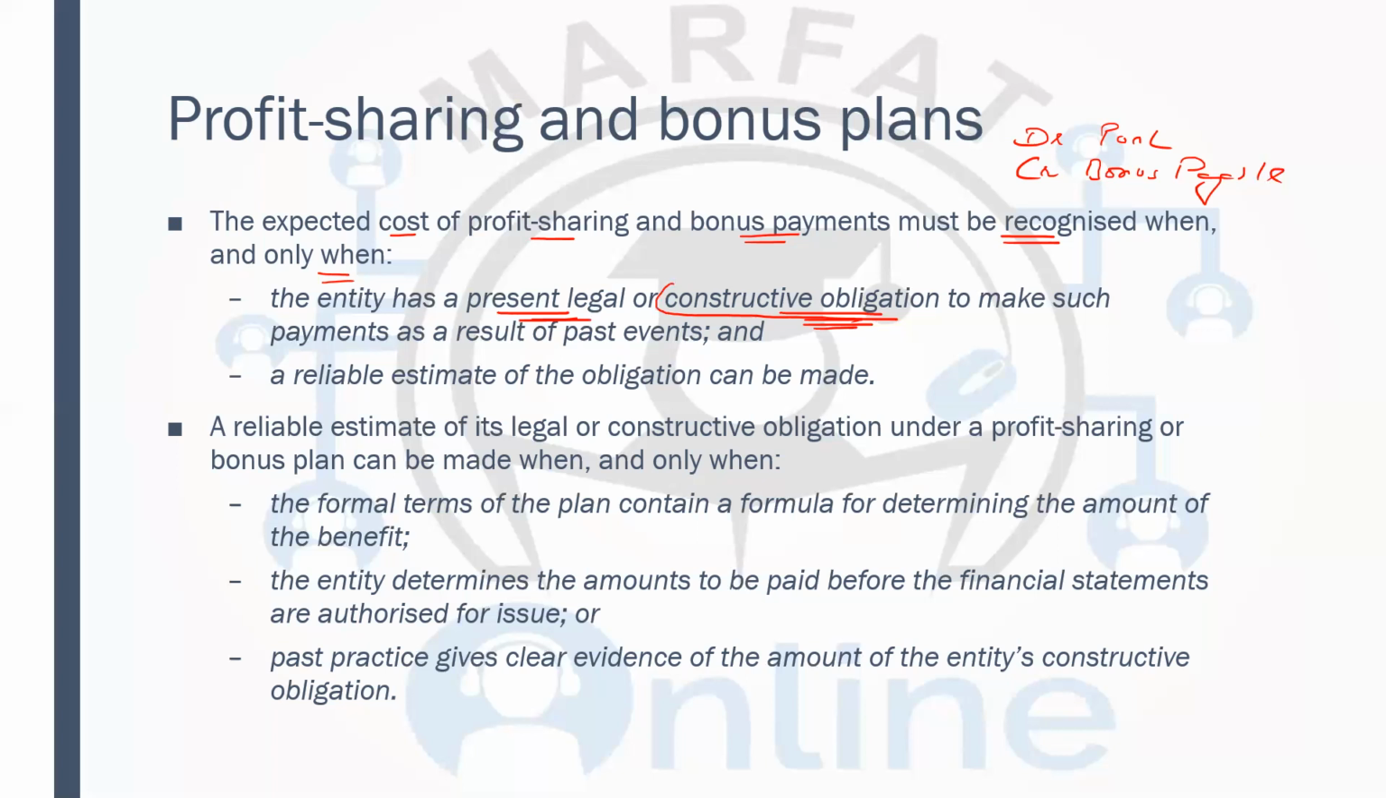Every year for a decade, they have been giving the bonus to the employees. Now, with their manners, with their past practices, with their norms, it is now their constructive obligation. So the entity has a present legal or constructive obligation to make such payments as a result of past events, and a reliable estimate of the obligation can be made. So you can see this is a criteria of a liability. There is a present obligation as a result of a past event, and a reliable estimate can be made.